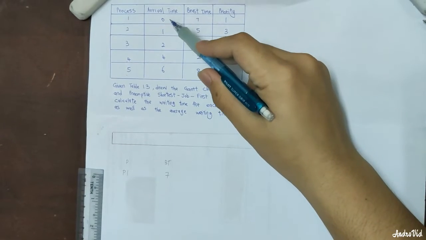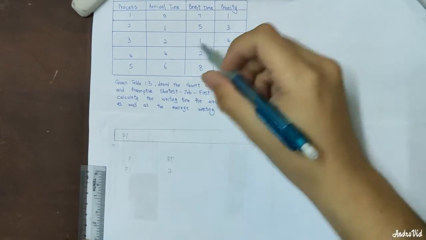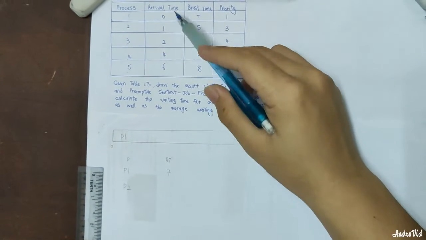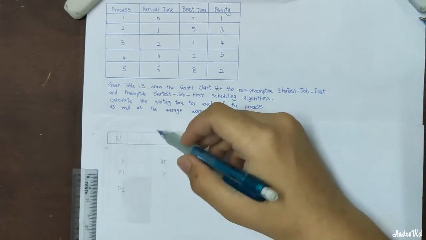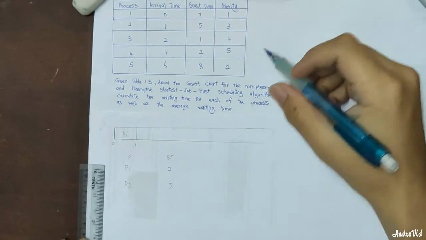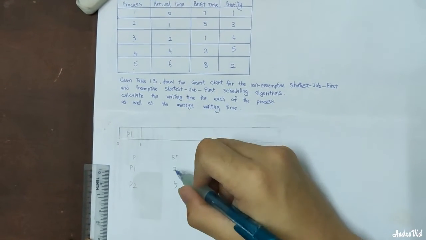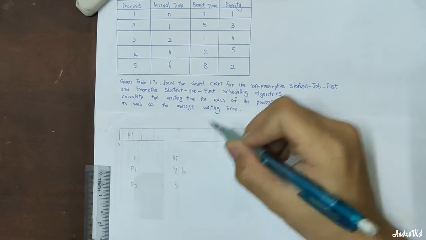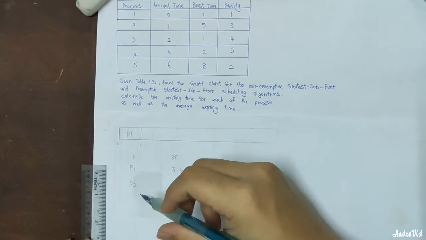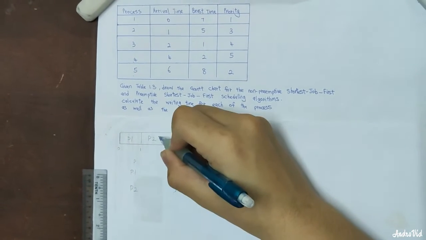So first, the process that arrives at 0 is process 1, and it runs from 0 until the arrival of process 2, which arrives at 1 millisecond. Its burst time is 5. Process 1 executes for 1 millisecond, so its 7 is cut to 6. We need to see which is shorter. Process 2 is shorter than process 1, so we execute process 2.